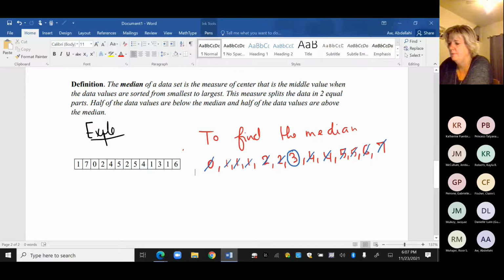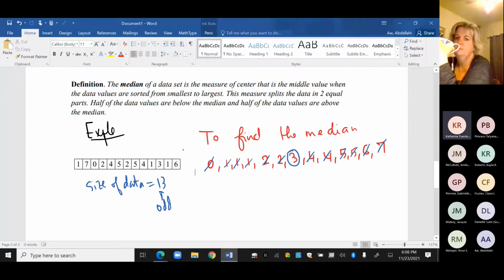Now, in this case, we have a single number in the middle, because the size of the data n is odd. The size of the data equals 13, which is odd, right? Now the median is at what position? What is the position of the middle? 1, 2, 3, 4, 5, 6. It is at the 7th position, right?